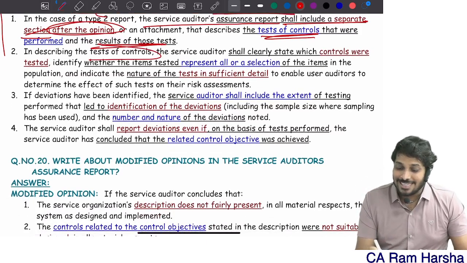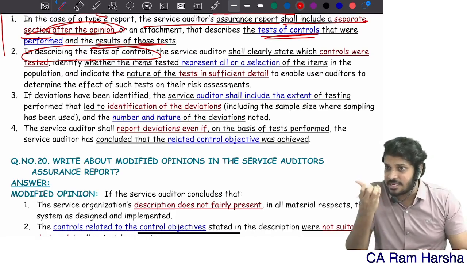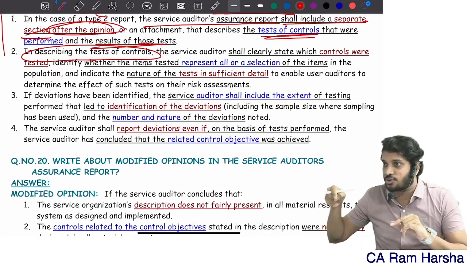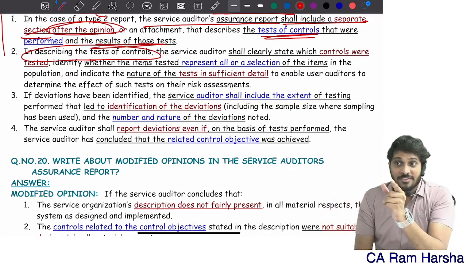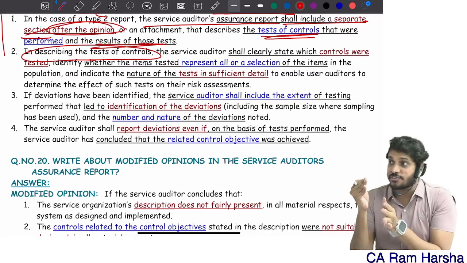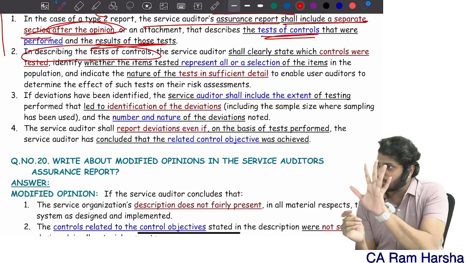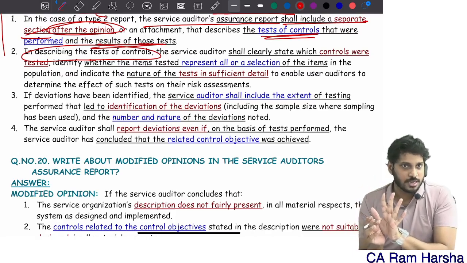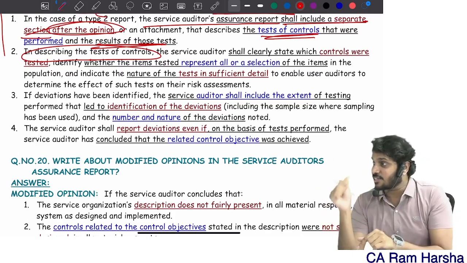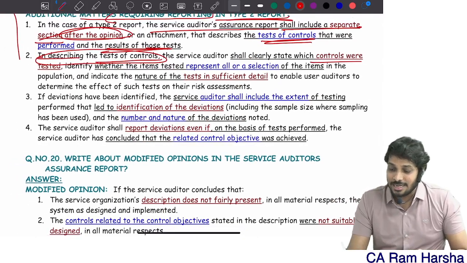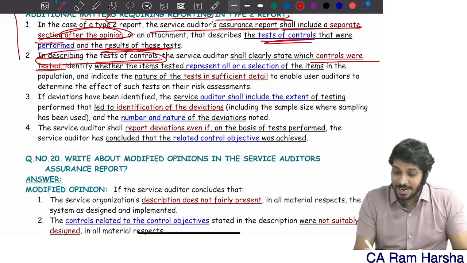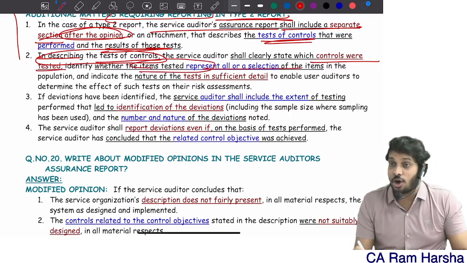While describing the tests of controls, you need to put a list of tests of controls, right? The service auditor will give it as an annexure, just like how we give CARO as an annexure, a list of controls tested as an annexure to the assurance auditor's report. In that annexure, what should they mention? They should clearly describe what controls they tested, clearly state that controls were tested, and identify whether the items tested represent all or a selection.